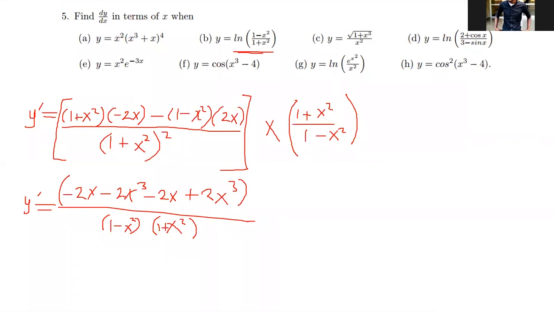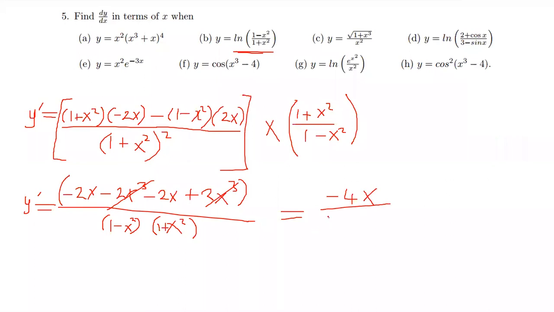And then you just simplify the top part there. You can see that that and that is subtracting. Then you have your final answer being equal to negative 4x over that 1 plus x squared multiplied by 1 minus x squared.